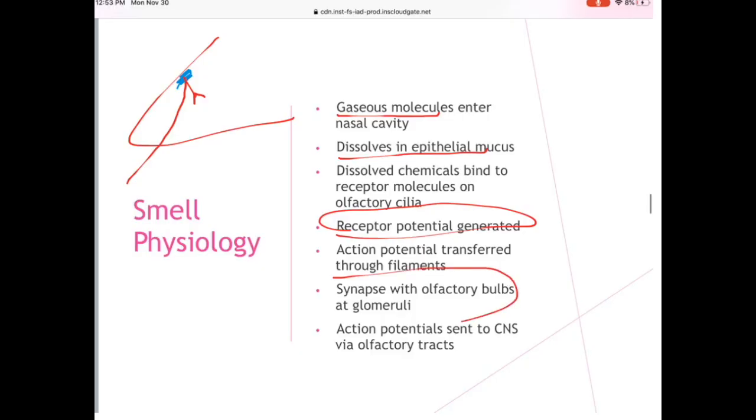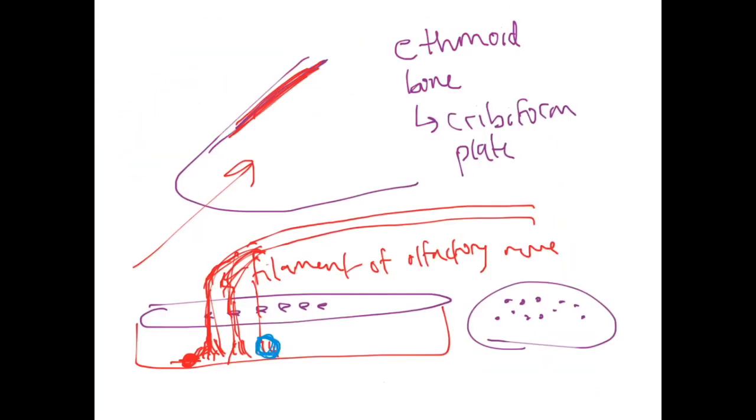they're going to synapse at the glomeruli. That word glomeruli is plural for the word glomerulus. And a glomerulus is just like a conglomeration or a big bundle of something. So you can have a glomeruli of nerves. You can have a glomeruli of blood vessels. So that's what this is just saying. It's saying all these filaments are going to synapse in one place, which would be technically here.